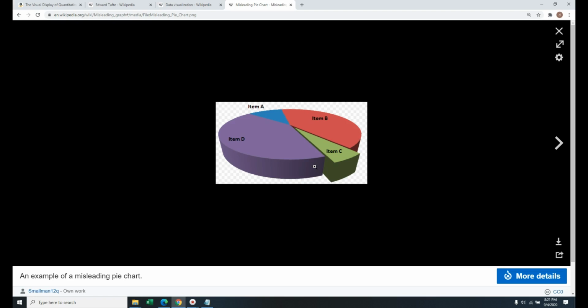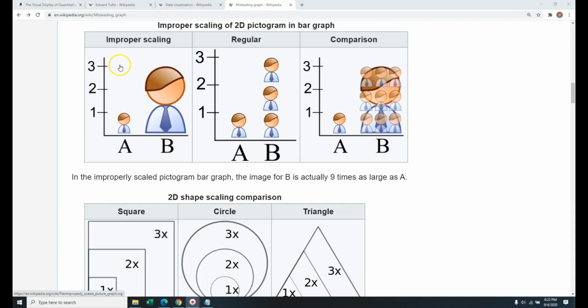Okay? So then you have to be careful when using 3D charts. They should not distort the information. So rather you might stick to 2D, or you might change the perspective of the 3D so it doesn't really distort the data. The next example is with scaling.